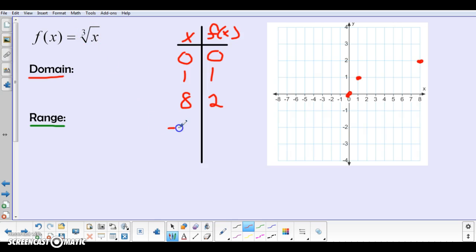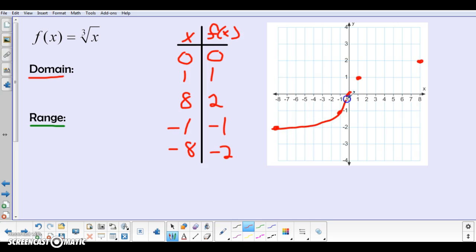If I were to take the cube root of negative 1, I would get negative 1, because negative 1 times negative 1 times negative 1 is negative 1. So I get negative 1 for an output. Same if I plug in negative 8, the cube root of negative 8 is negative 2. So negative 8 gives me negative 2 for an output. And this pattern would continue in both directions.